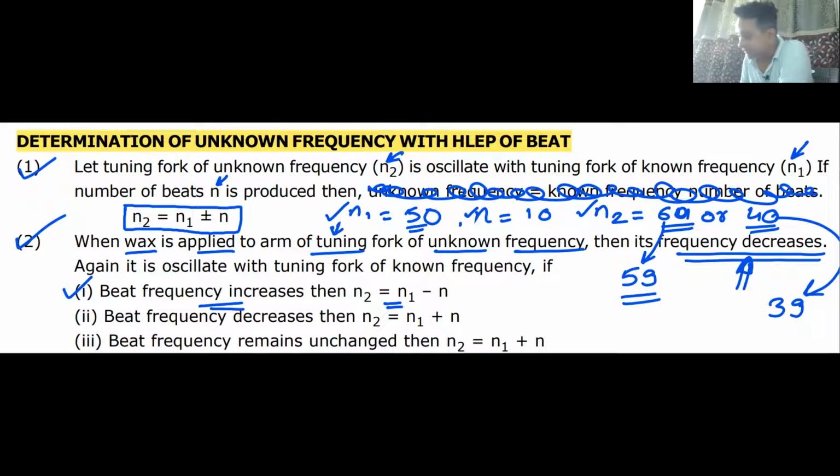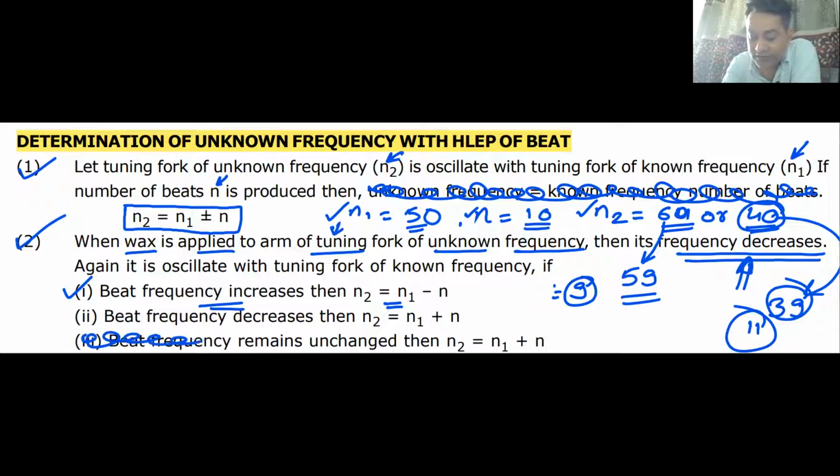Do we understand this? If it was 60, it comes down to 59, then the beat frequency or number of beats would decrease. In the first case, they were 10. Now you will get 9 beats. So the number of beats or beat frequency will decrease. But if it was 40, then the new value becomes 39 and the beat frequency increases. This is how you can understand this. If the beat frequency increases, then the lower value would be the actual value.